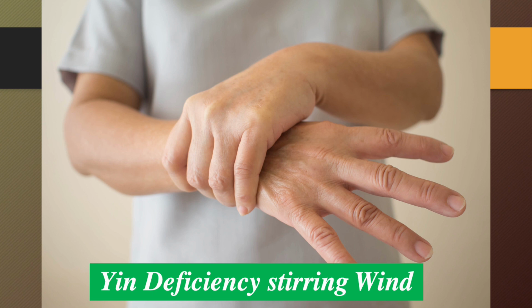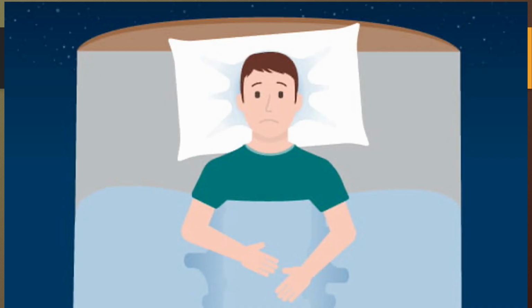Yin deficiency stirring wind manifests as failure of yin fluid to nourish tendons and muscles. It is often caused by severe deficiency of yin fluid and is commonly seen in the later stages of externally contracted conditions or internally damaged miscellaneous diseases.